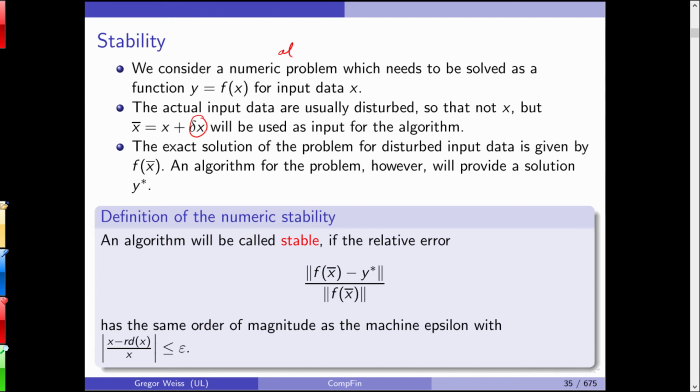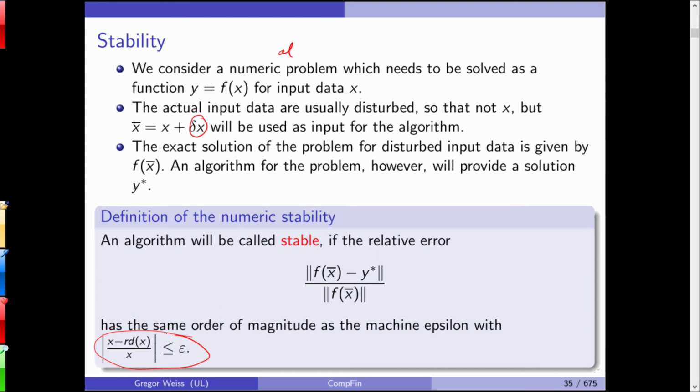So what is numerical stability? An algorithm is called stable if the relative error, the absolute difference between f of x bar and y star relative to the absolute number f of x bar, has the same order of magnitude as the machine epsilon. Yeah? So, what does it mean?